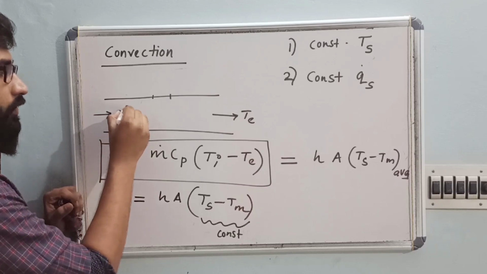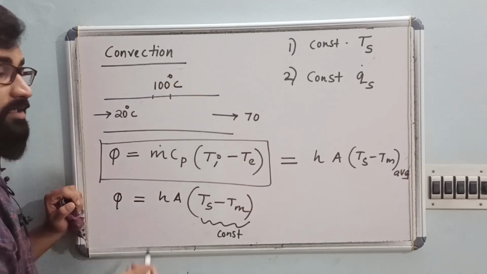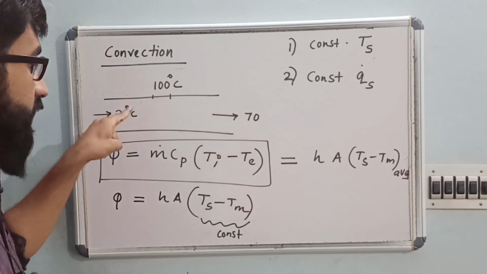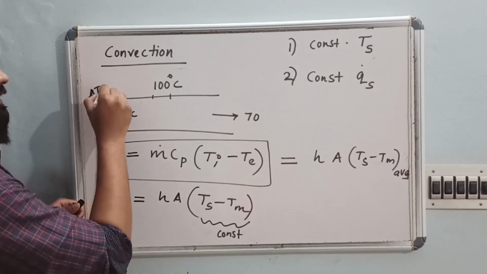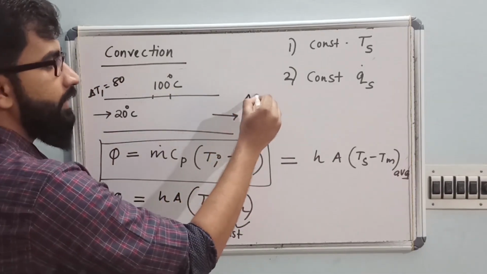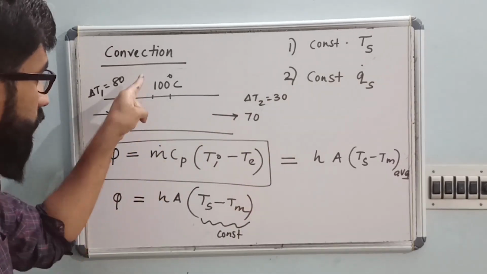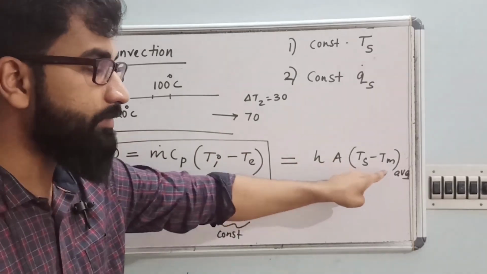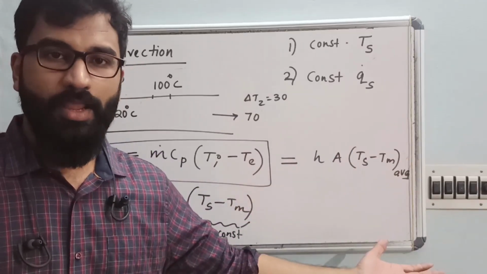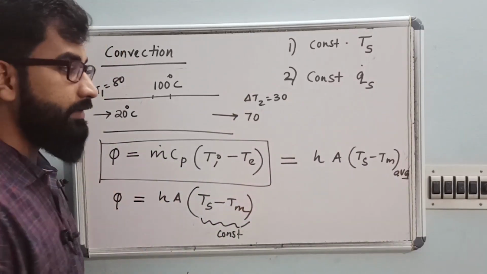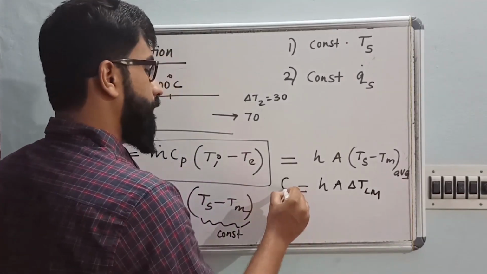initially my fluid is entering at 20 degrees Celsius. It is exiting at 70 because my surface is at 100 degrees Celsius, constant temperature. So you can see initially my difference is 80, finally my difference is 30. So here your delta T1 is 80, your delta T2 is 30. Now when you move forward in this direction, your temperature difference is changing. That is, your Ts minus Tm is not a constant, it is changing. That's why we are using an average value. I hope that part is clear, right? So for this one, the most suitable average we can use is HA delta T Lm.